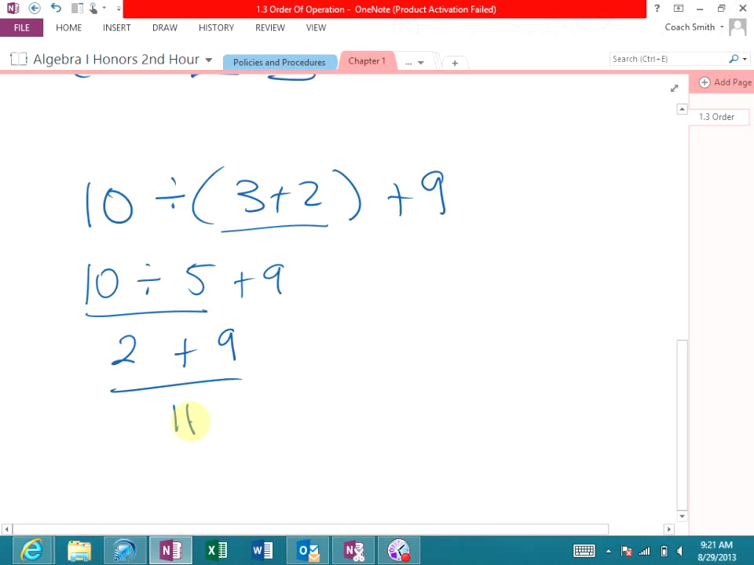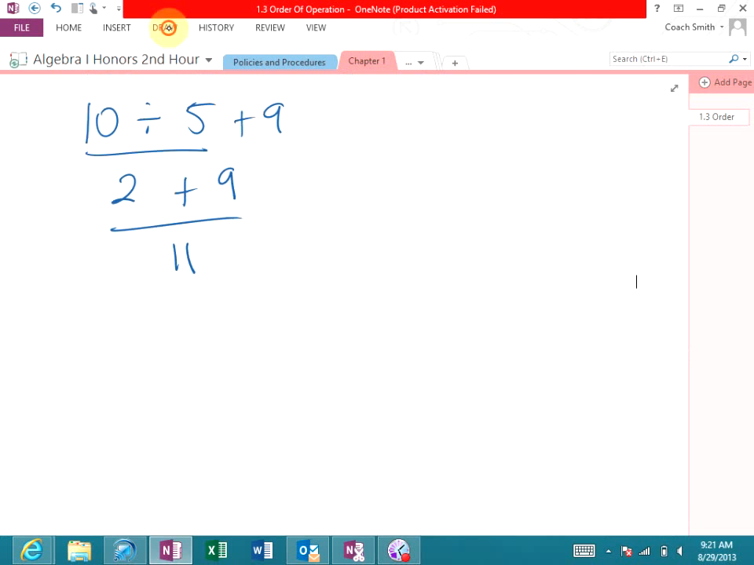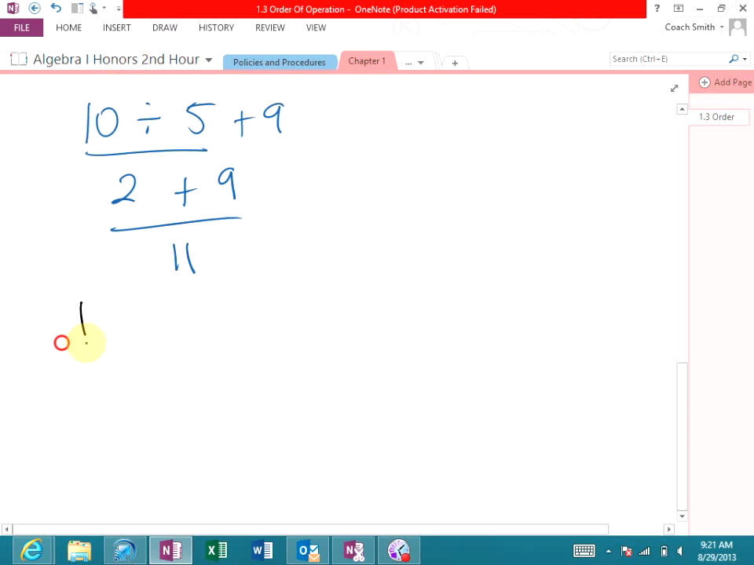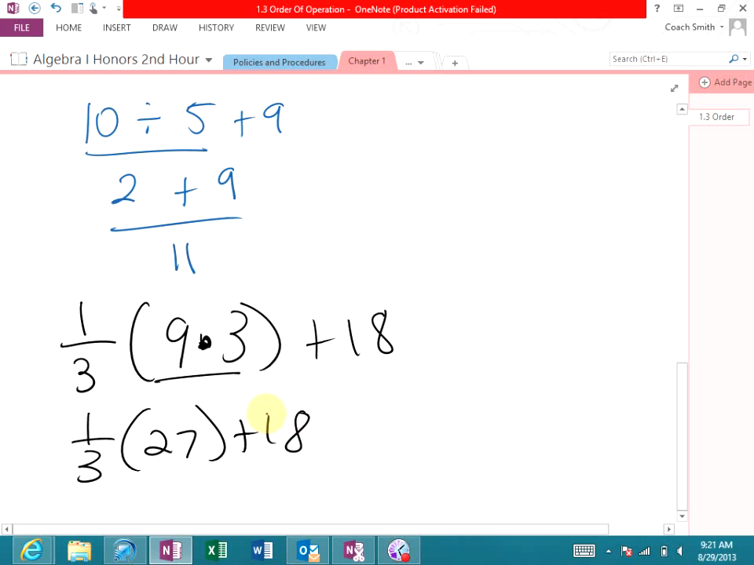Now, look at a harder one. Really not harder, it just has a step you may not be sure of. Let's look at this one: 1/3 times 9 times 3 in parentheses plus 18. Obviously, we do parentheses first. So, Larry, what is in the parentheses? And what is 9 times 3? 27. So I have 1/3 times 27 plus 18.